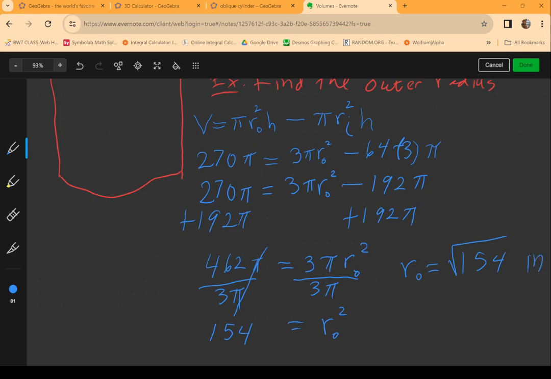Again, we're looking for the exact answer, and that's the exact answer. If we want the approximation, then we plug it into our calculators. That's about 12.41 inches, and this value makes sense. Again, be very careful with the units. Radius is a length, so it would be in inches.